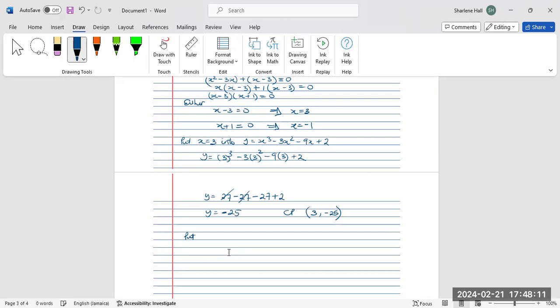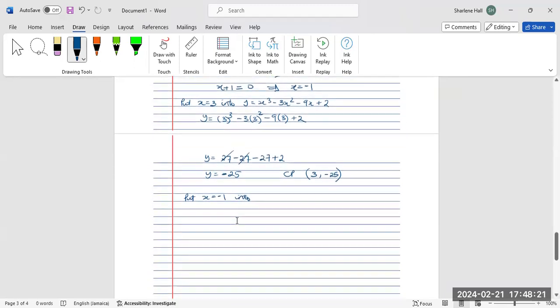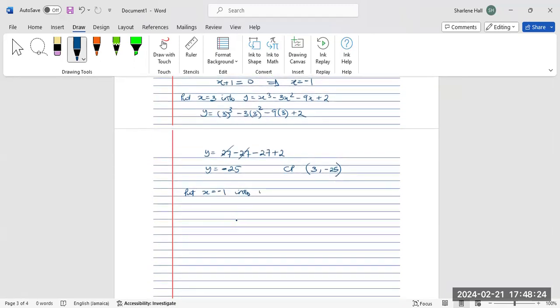Similarly, I'm going to put x equal to negative 1 into y equals x cubed minus 3x squared minus 9x plus 2. So y is going to be equal to negative 1 cubed minus 3 times negative 1 squared minus 9 times negative 1 plus 2.